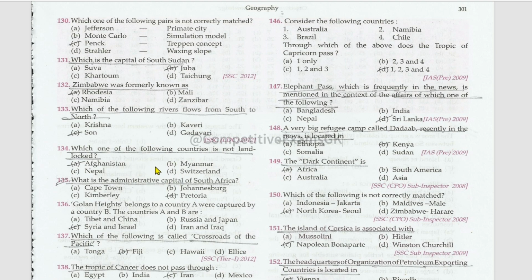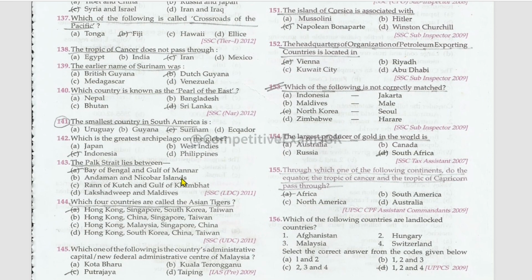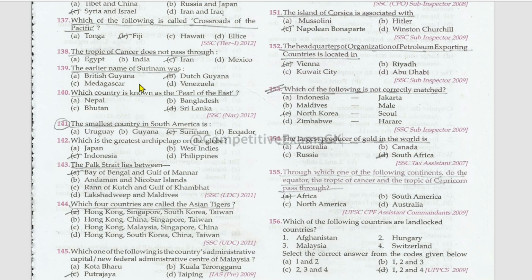What are those other two capitals? Mention those in the comments. Golan Heights belongs to a country A and was captured by country B. The countries A and B are Syria and Israel. Even in our country, India, one state recently wanted to make three capitals, but it was cancelled. What was that state's name? Mention that in the comments.